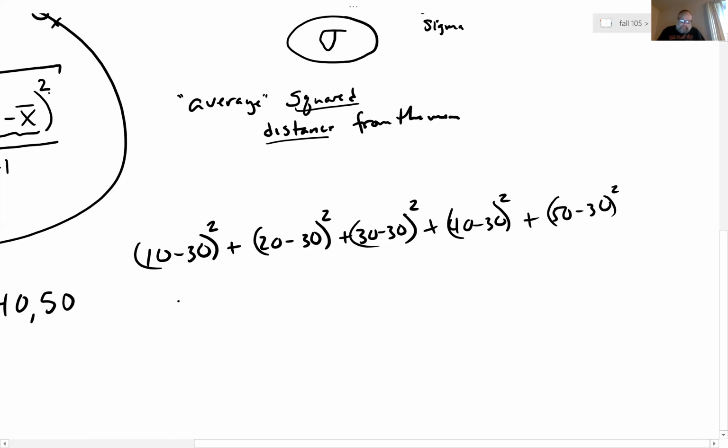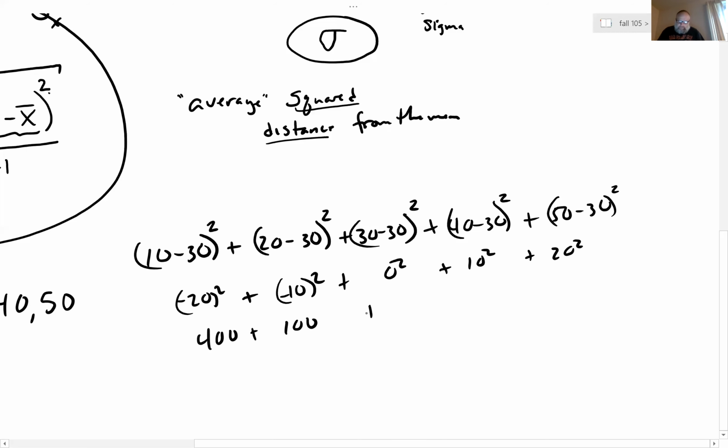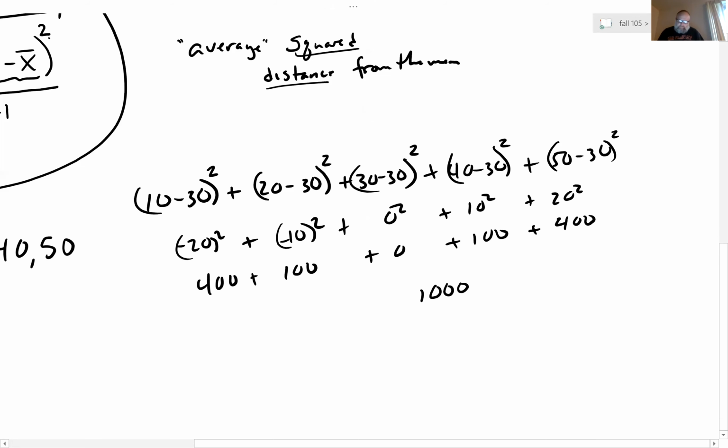So this is negative 20 squared, negative 10 squared, 0 squared, 10 squared, 20 squared. This is 400 plus 100 plus 0 plus 100 plus 400, this is 1,000. Divide by, there's 5 of them, so I'm going to divide by 4. That's 1 less, and then I'm going to square root my answer. So it's the square root of 250, which is 15.8.